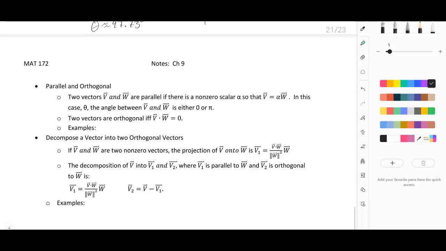So we're going to examine parallel and perpendicular a little bit more closely and then start decomposing vectors. So we said that if the dot product of the two vectors was 0, let's say we've got vector v and w, and we want to find the angle between. So cosine of theta would be equal to the dot product of v dot w over the product of the magnitudes.